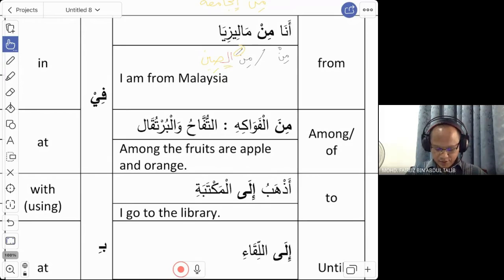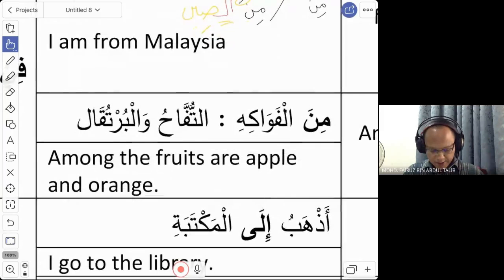For example, look at this sentence. Here we say min. You see, now it becomes mina. Why? Because you have alif lam. So we read minal fawakihi. What is fawaki? Fawaki is fruits. Minal fawaki, among the fruits. So what are the fruits that we have?